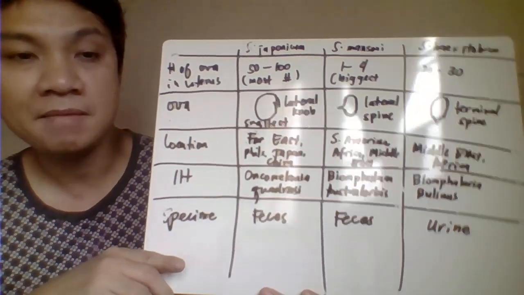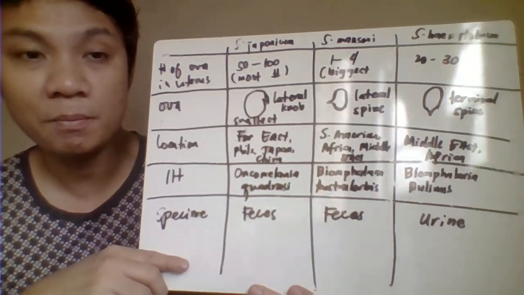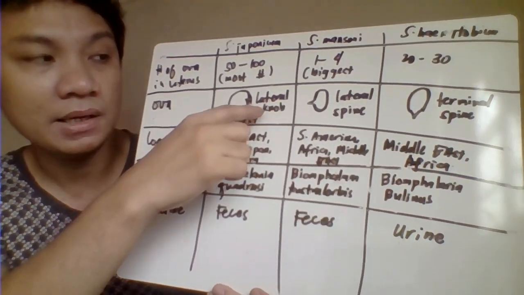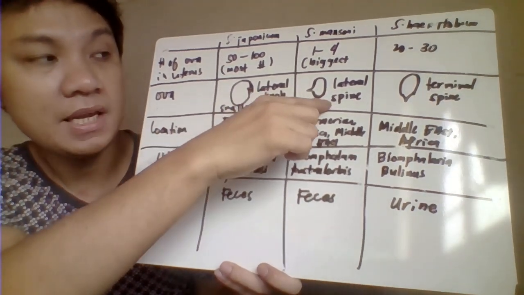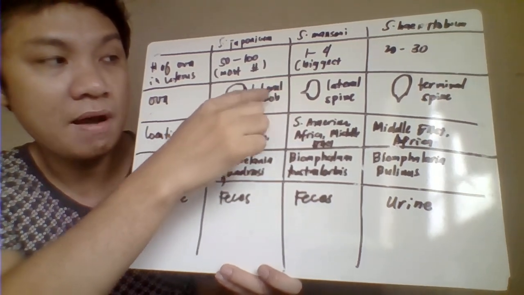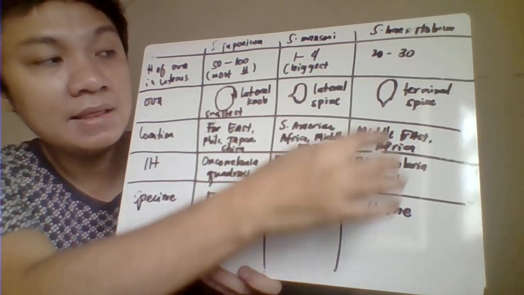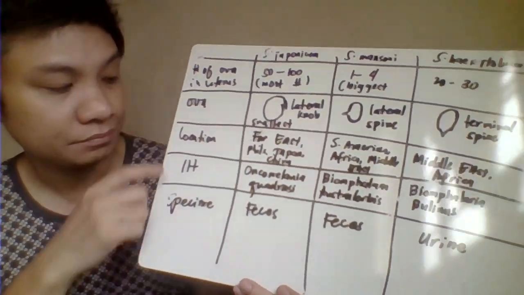And we describe the egg of schistosomes again. As schistosomes, their egg is not operculated. For Schistosoma japonicum, that one is a lateral knob, a knob-like structure. In Mansoni, it is a spine. Medyo mas pointed siya compared to your knob. So it's a lateral spine, on the side. And haematobium, at the end, is described as a terminal spine na egg.